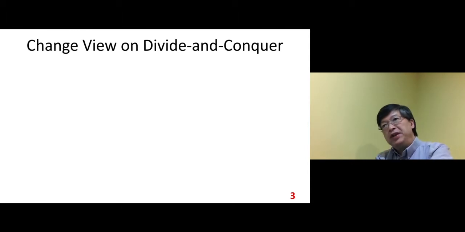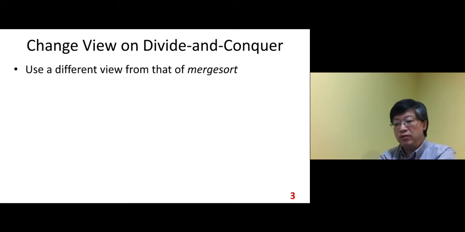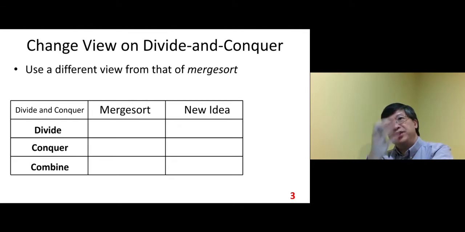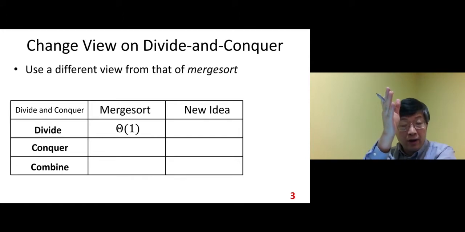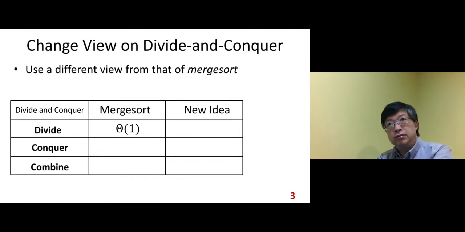Now let's look at the idea. We want to look at divide and conquer, but the view we use is different. Here I want to do some comparison with merge sort. For the merge sort we just learned, let's look at the 3 steps: divide, conquer, combine. For the merge sort divide step, very easy. We cut an array in the middle. That's our divide step.